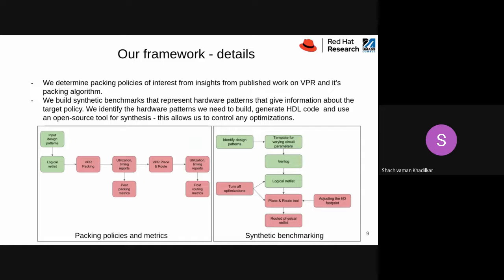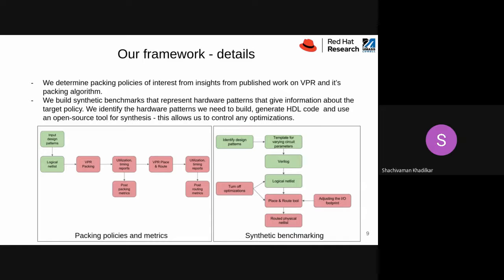Let's look at the details of our framework. For the packing policies and metrics, a lot of published work on VPR exists. We use it to determine target policies and hardware metrics. We measure resource usage, fan-out information after packing, and also typical post-route metrics like critical path delay and routed wiring.